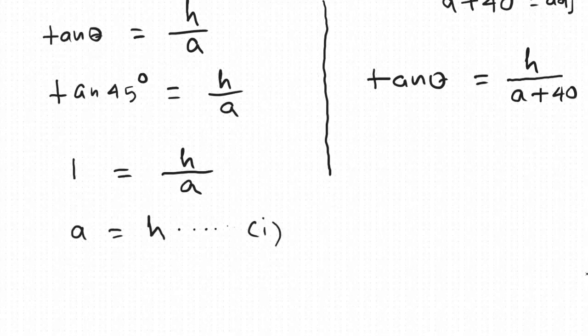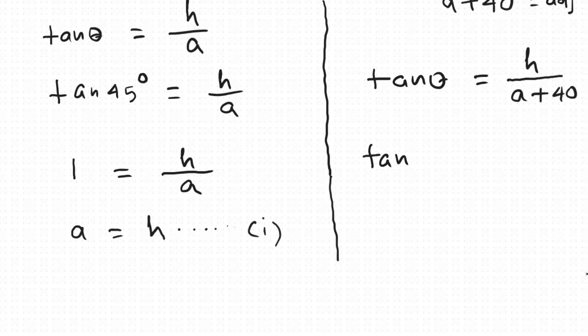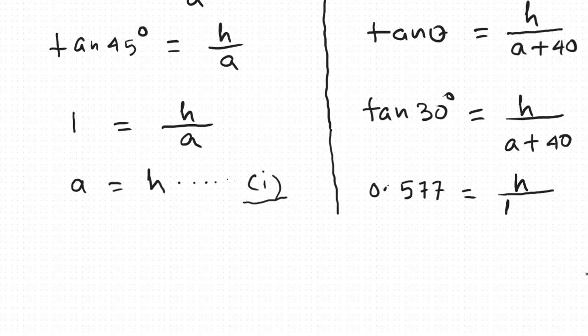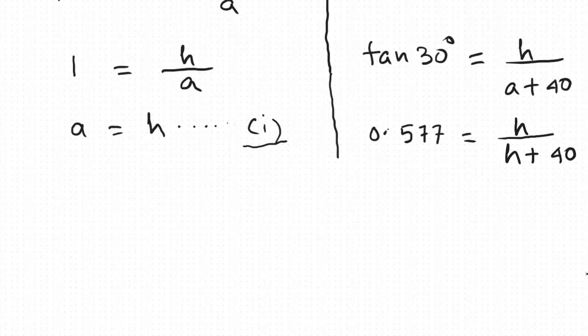Then we can put the value of theta, which here is 30 degrees. We can write tan 30 degrees equals H by A plus 40. We can give the value of tan theta, which is 0.577 approximately, and we can write the value of A, which is H from equation 1. We can write H plus 40. Now we can simplify this equation here.